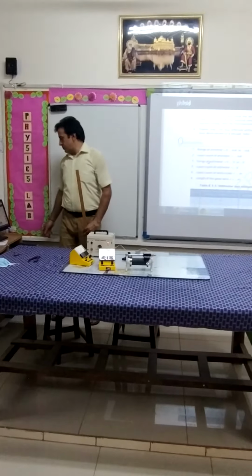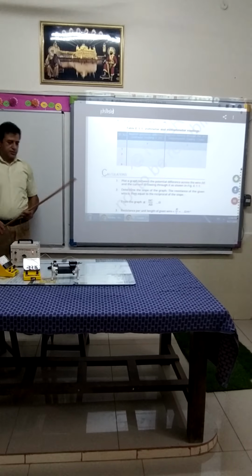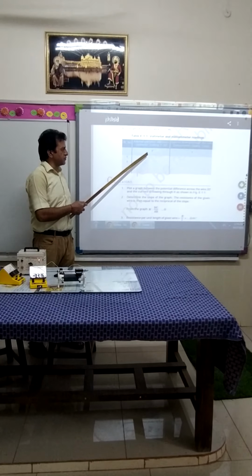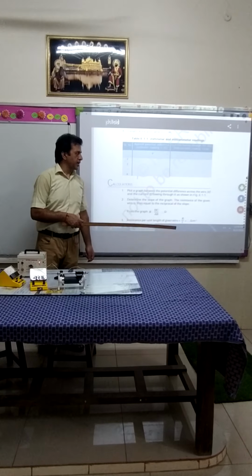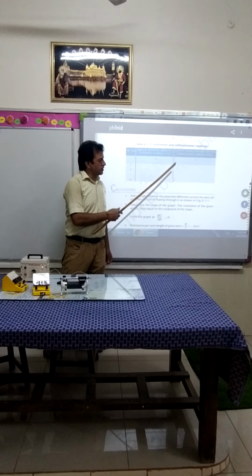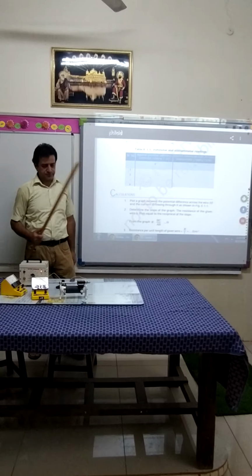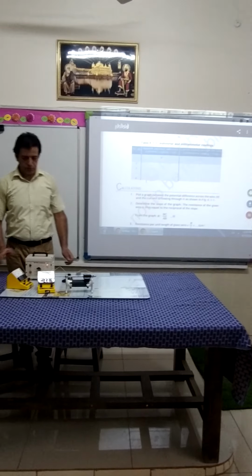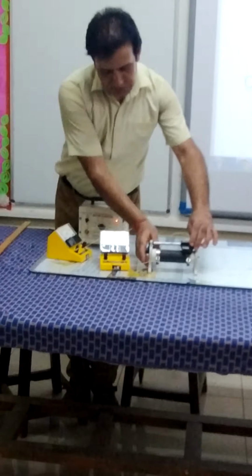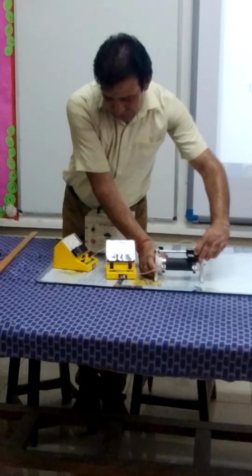So now move to the observation table. In the first column we have to measure the potential difference from the voltmeter reading, and second we have to measure the current from the milliammeter reading, which is in milliampere. Now we are increasing the current with the help of the rheostat. So we have increased the value.